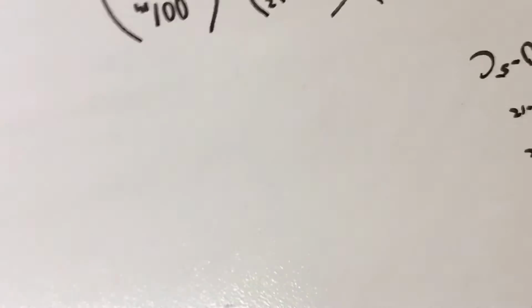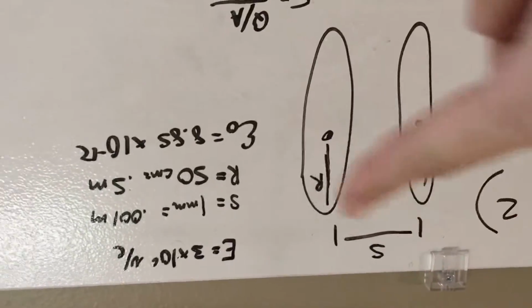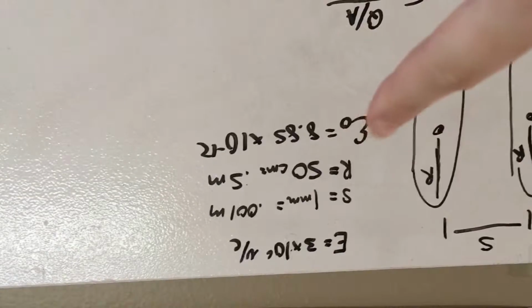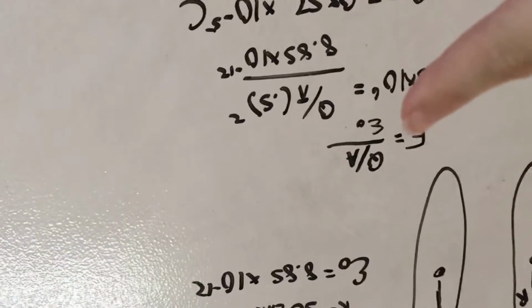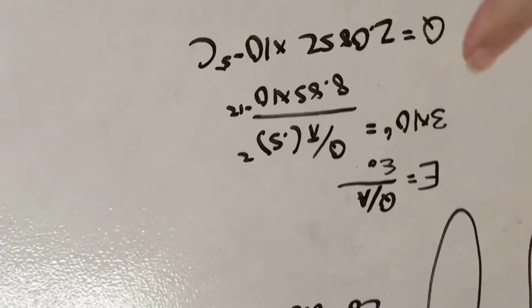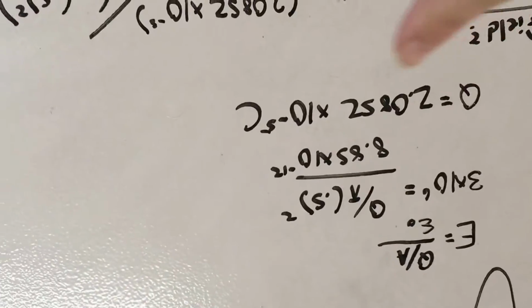So let's see here. What I've done, I've drawn my capacitor with radius r and distance s. I have my electric field given, my s, my r, and my epsilon naught values. The electric field is equal to charge divided by the area divided by epsilon naught. So I plug that in and I get my charge.